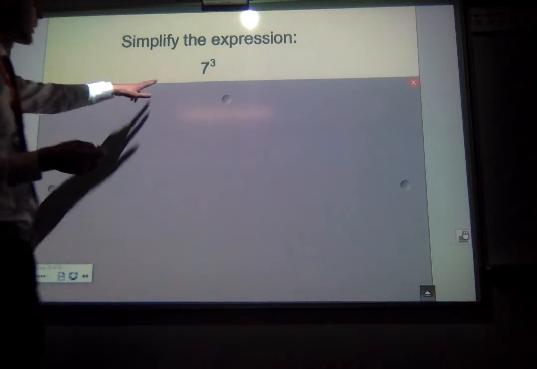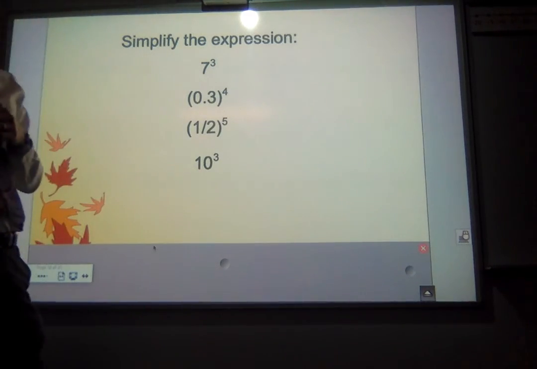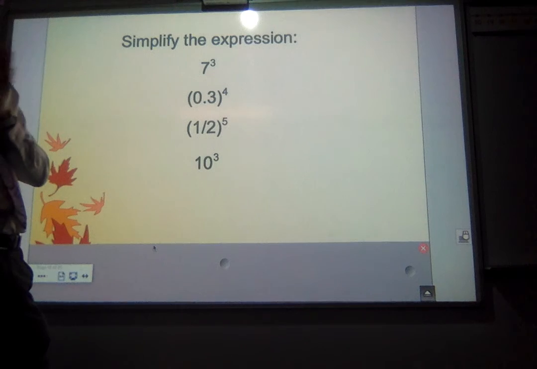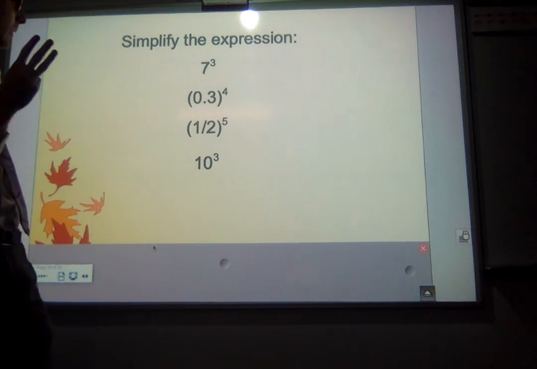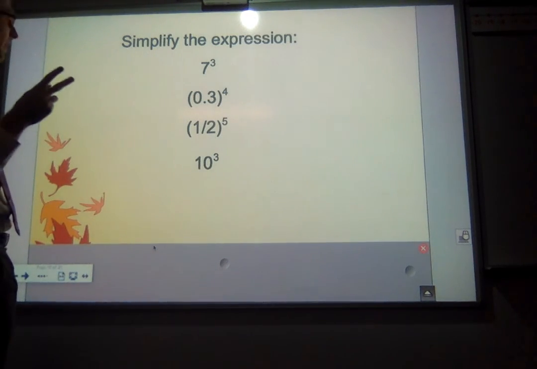All right, so simplifying the expression. So if you want to go ahead and practice these on your own, I'm going to resume the video in 3, in 2, and in 1.